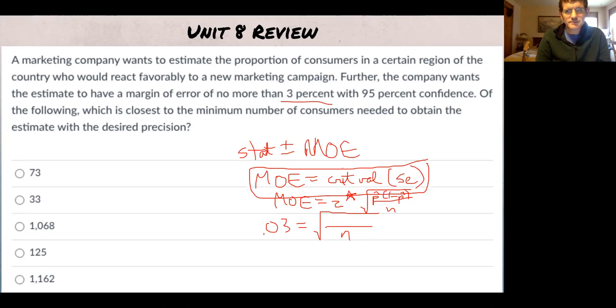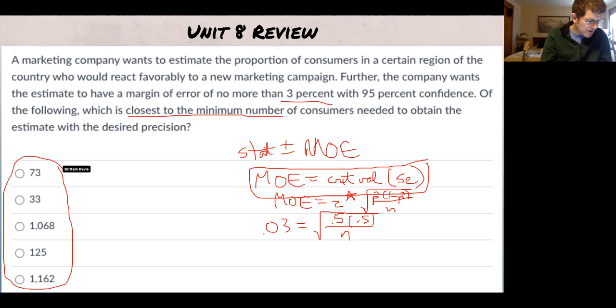So if we don't know it, the most conservative estimate we can do is to use 0.5. So anyways, we've got 0.5 going on, and I'm not going to finish it from there. But remember, which is closest to the minimum number? I actually didn't do the calculation to figure out what the answer is, but none of those are likely to be exactly accurate. So you want to find the minimum.